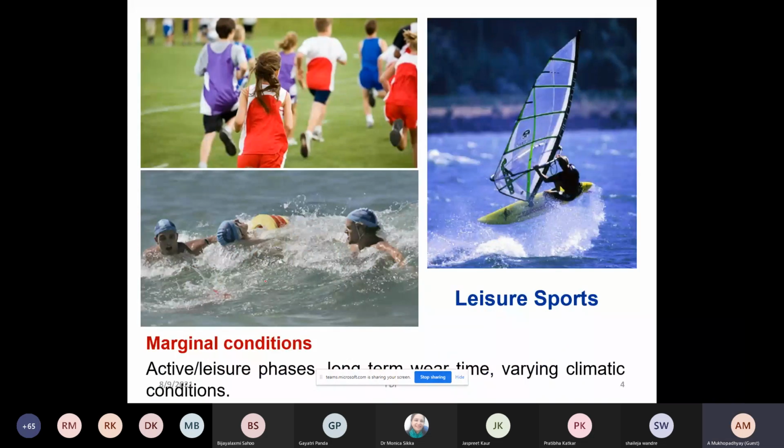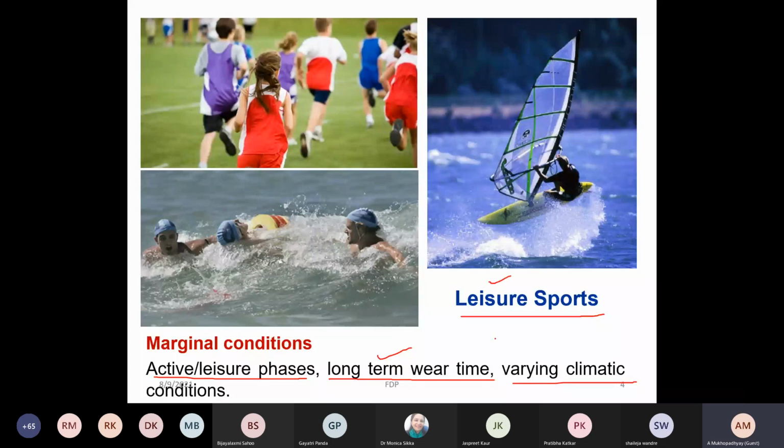Now, just look at leisure sports: marginal conditions, active and leisure space. So we can have both active and leisure space in the case of marginal conditions to be considered. Long-term wear time: one may be in a swimming pool for a very long time, one can run for a very long time. So we can have long-term wear time. We can also have varying climatic conditions. So these are very common things whenever we talk about leisure sports.